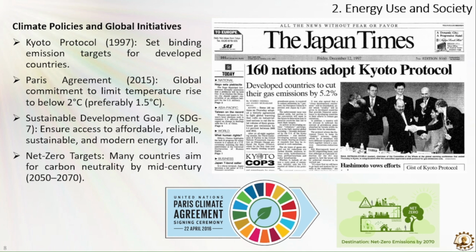Another timeline which has been chalked out is the net zero targets. That means we will go for a carbon neutral world. Only one country, Bhutan, is carbon negative, but all other countries are carbon positive. Our objective is that between 2050 and 2070, we will go for a carbon neutral society.